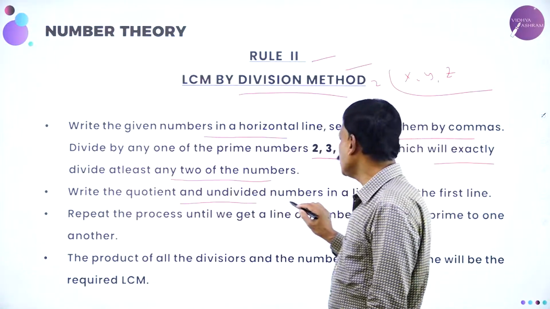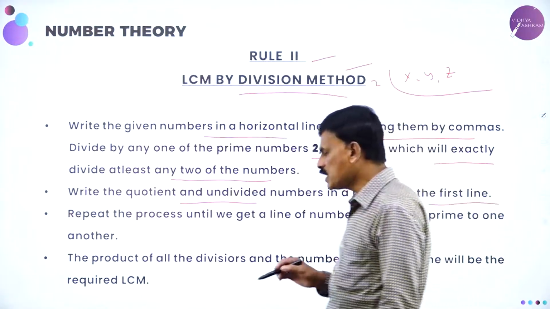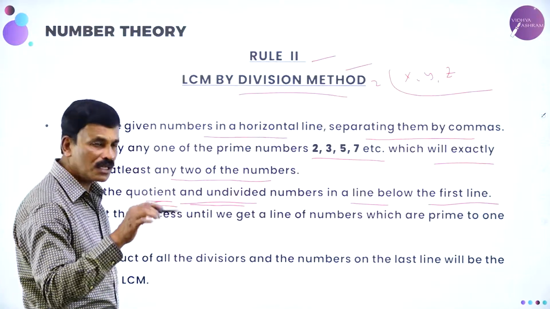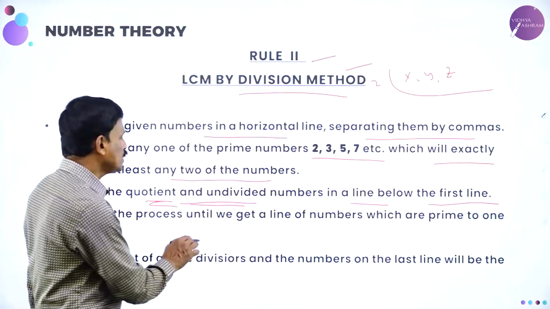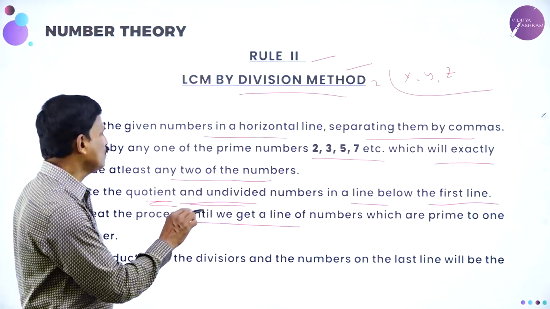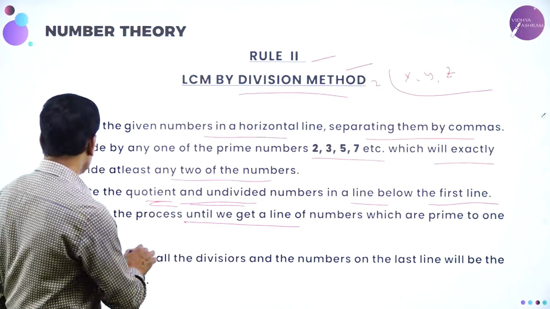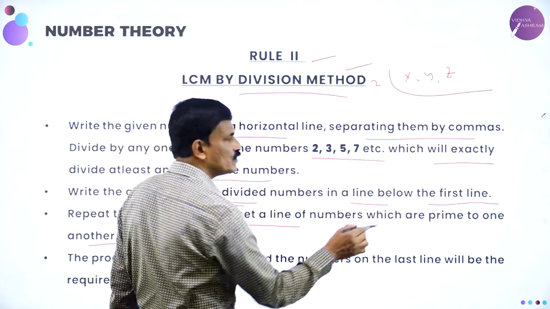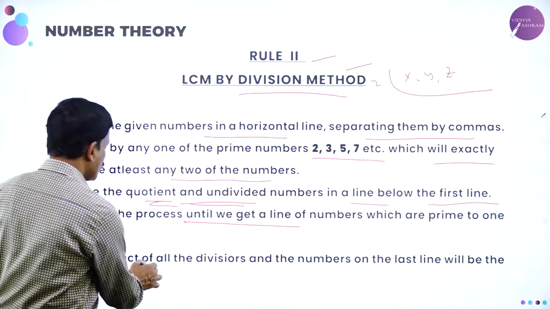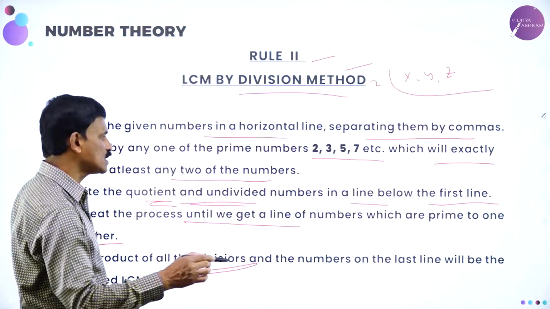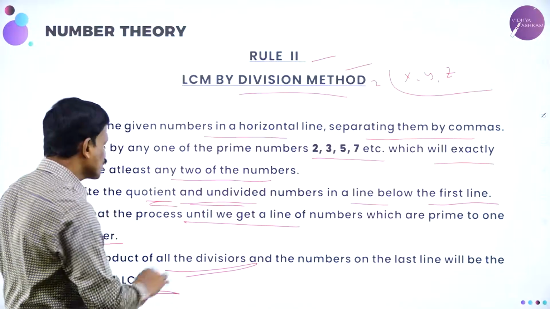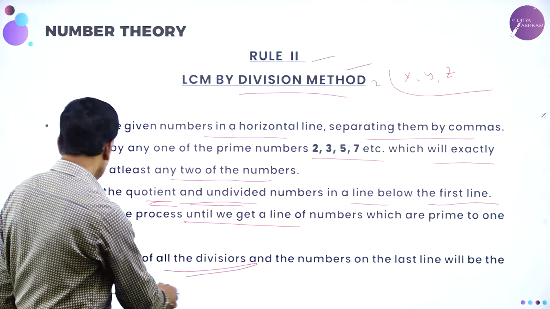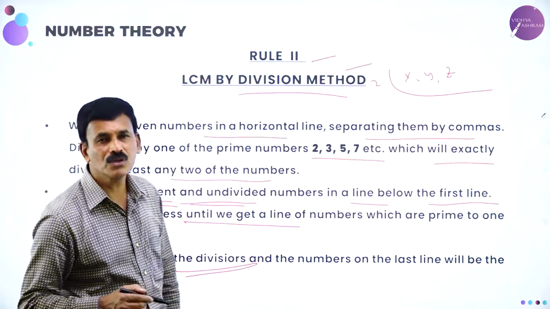Write the quotient and undivided numbers in a line below the first line. So we have to write down the quotient as well as the undivided numbers in the line below the first line. Then the process will be repeated until we get a line of numbers which are prime to one another. Then the product of all the divisors and the numbers in the last line will give the required LCM of the given numbers.